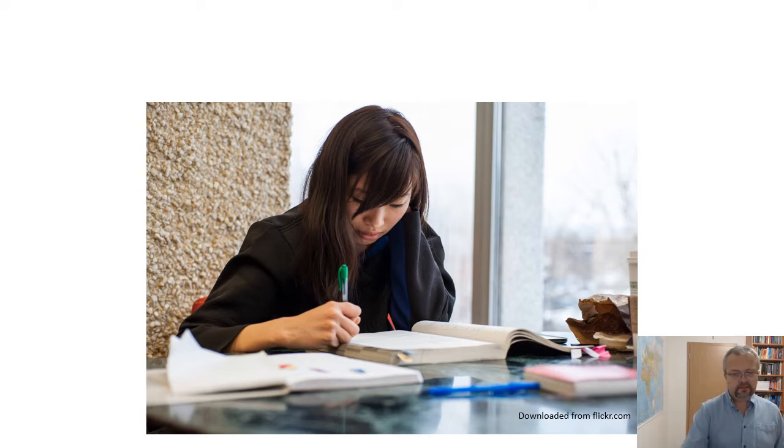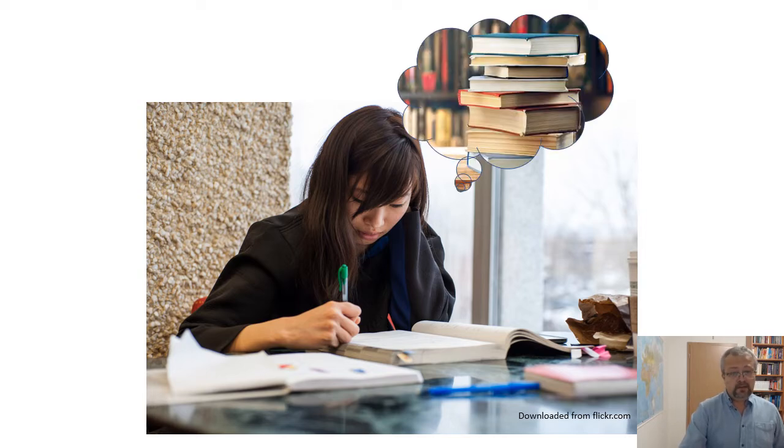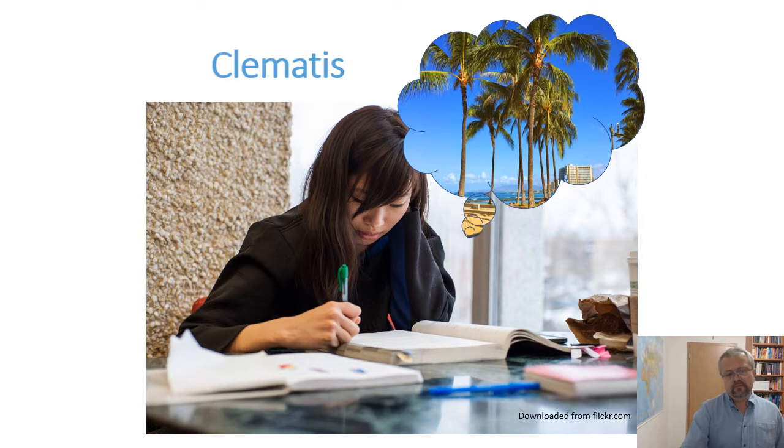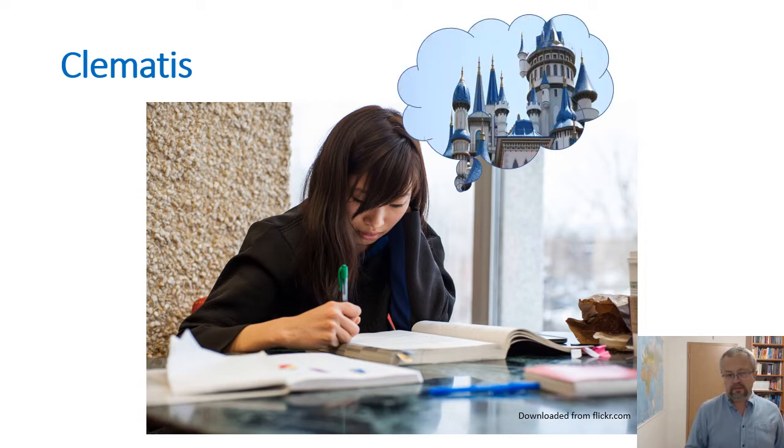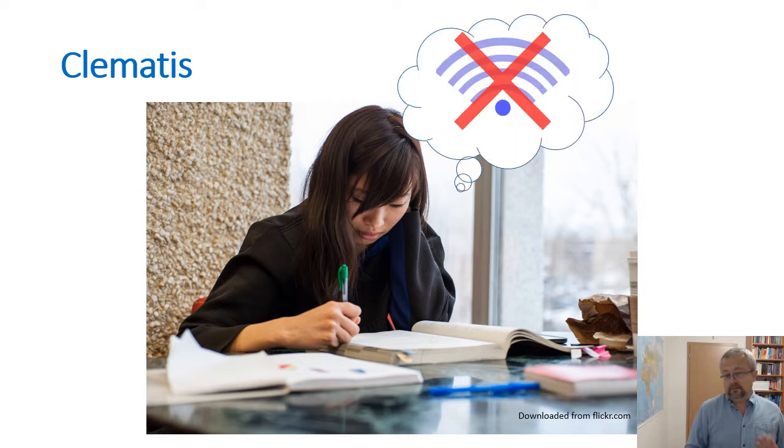For example, this girl, we can call her Jane, prepares for her exam. And under optimal conditions, she would concentrate on the study material only. But she may, for example, fly in her fantasies to some holiday or to her imaginary boyfriend, or she can build air castles in her mind instead of studying, or she may just disconnect from the reality. And this is the theme of Clematis.